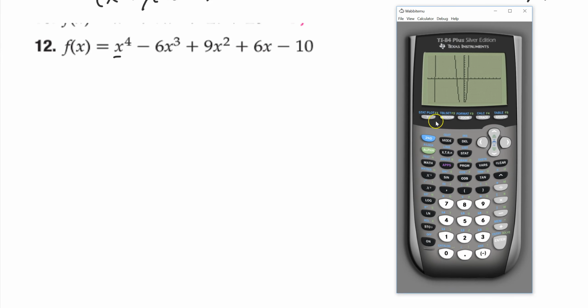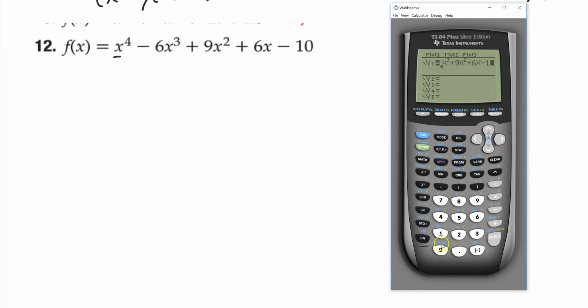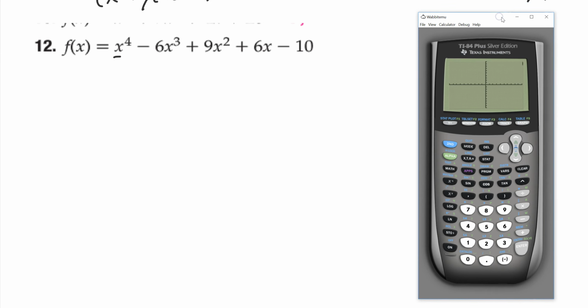So I'm going to go y equals, delete my old graph, put this new one in, minus 6x cubed, plus 9x squared, plus 6x minus 10. Okay, all in there. Now look at this graph.